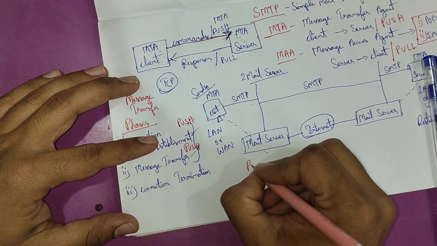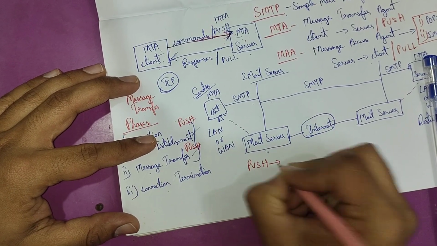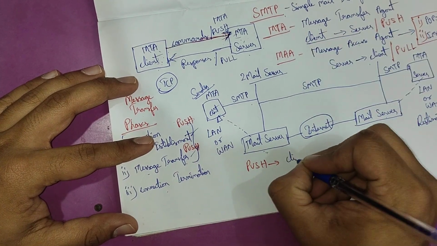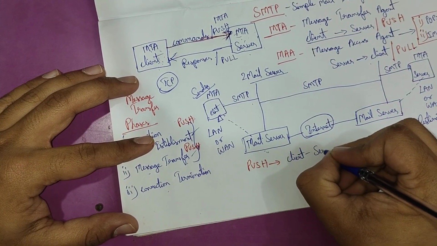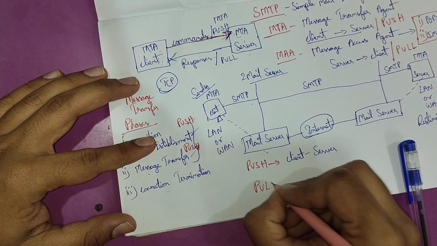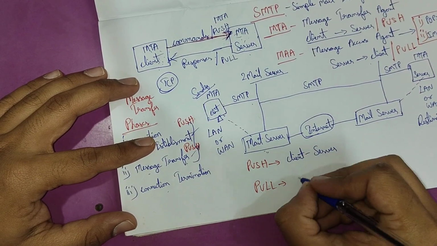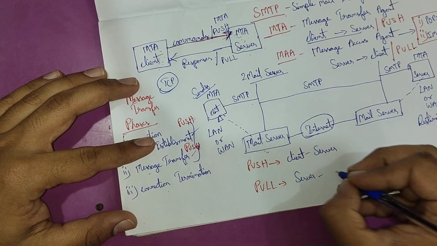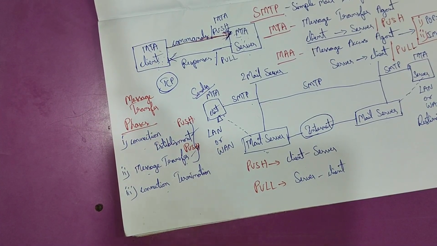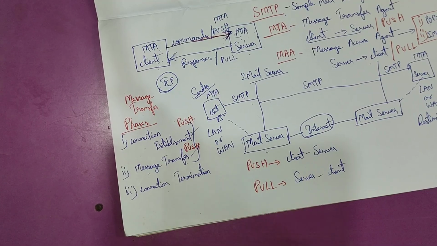So what is this push operation? Push operation will happen from client to the server. Okay, push operation will happen from client to the server. Then what about the pull operation? What about the pull operation from the server to the client? The data transaction will be happening from server to the client in the pull operation.